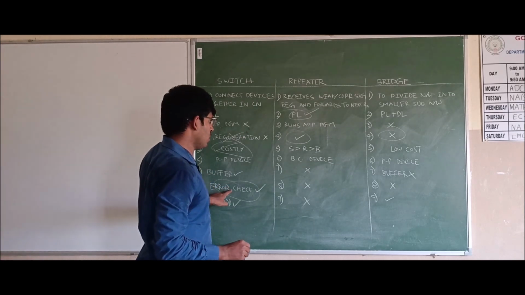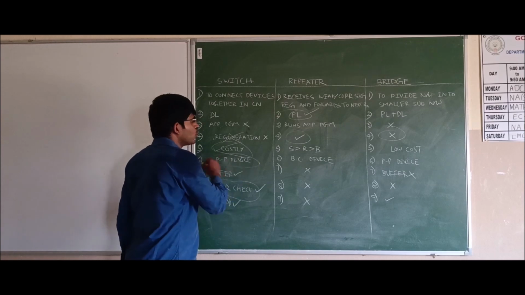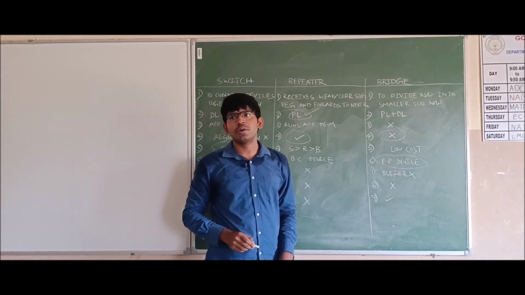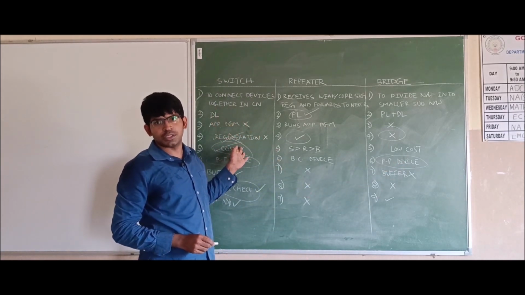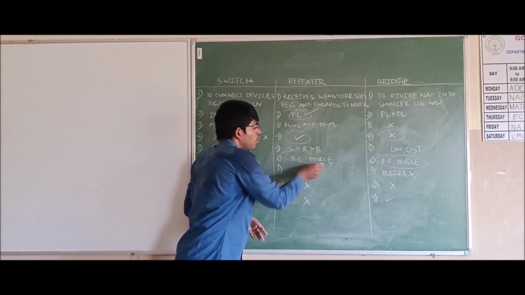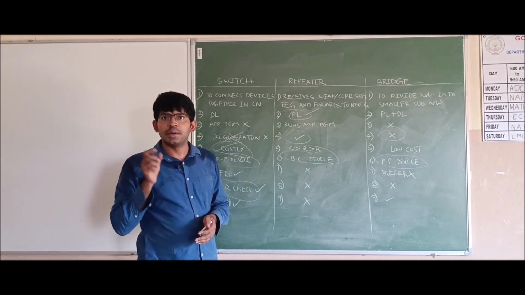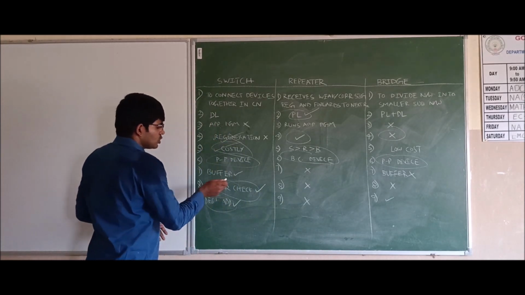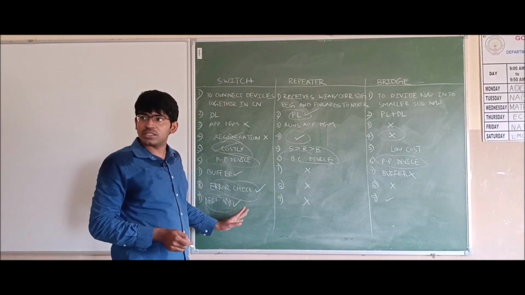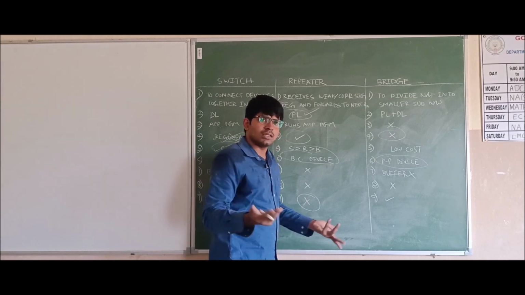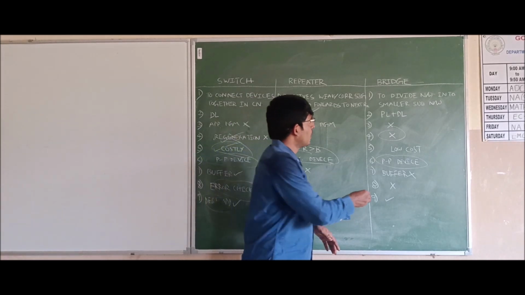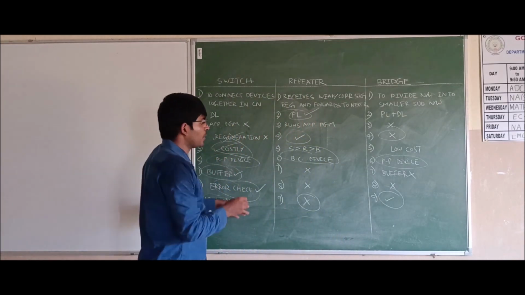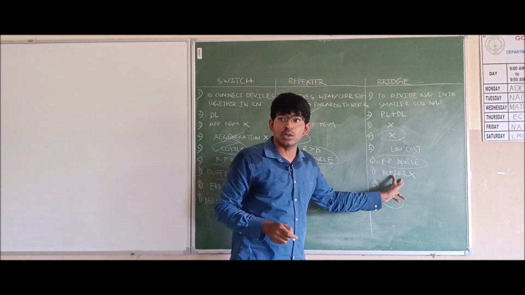Now we are discussing that it is a point-to-point device. The bridge is also a point-to-point device, host-to-host communication, and the switch is device-to-device communication. But the repeater is a broadcasting device. Next, we use the destination address here. The switch can understand the destination address. The repeater does not know where the data is being sent. And the bridge can also understand the destination address.